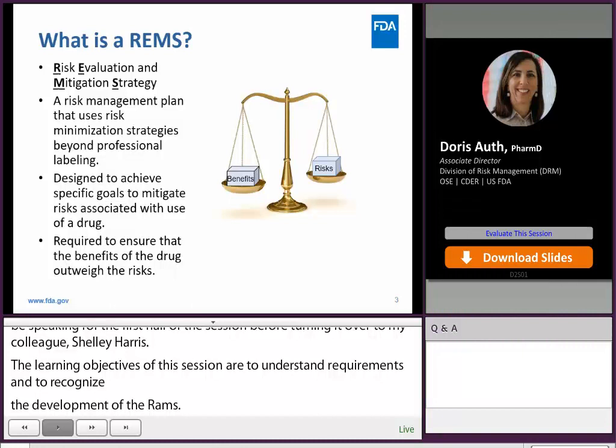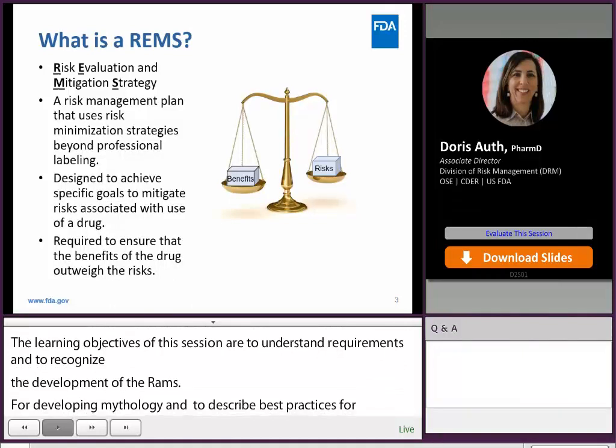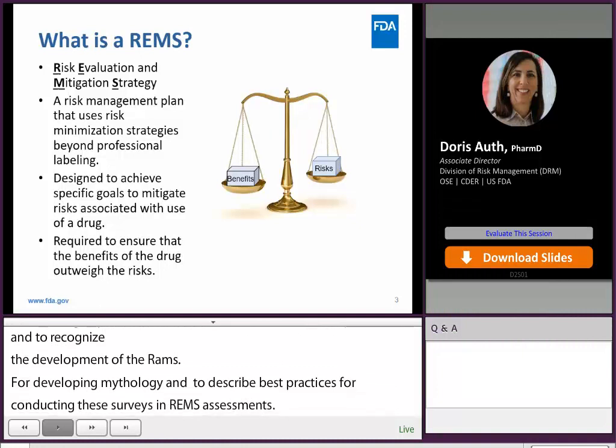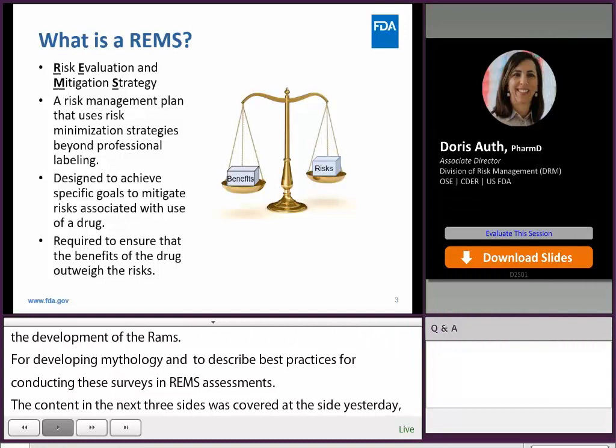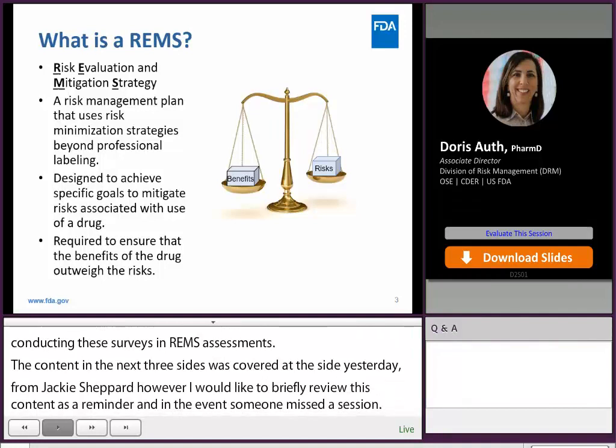The content on the next 3 slides was covered at the session yesterday by Cynthia Lasavita and Jackie Shepard. However, I would like to briefly review this content as a reminder and in the event that someone missed the session. Our risk evaluation and mitigation strategy is a risk management plan that goes above and beyond routine labeling and is intended to achieve specific goals and objectives to mitigate the risk or risks of a particular drug. REMS are essentially required to ensure that the benefit of the drug outweighs its risk.